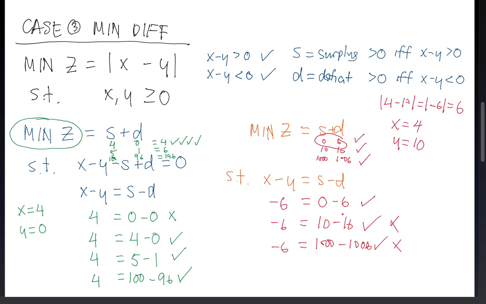And what do you notice here? S is 0 and D is 6. What is x minus y? Negative 6. And remember that our definition of S and D a while ago says that S, the surplus, is only non-zero if x minus y is greater than 0, or x minus y is positive. And D, the deficit, is only non-zero if and only if x minus y is negative. In this case, x minus y is negative, and you can see here that only D is non-zero, which fulfills our definition earlier. Alright? And if you think we're done, sorry, but you're wrong.